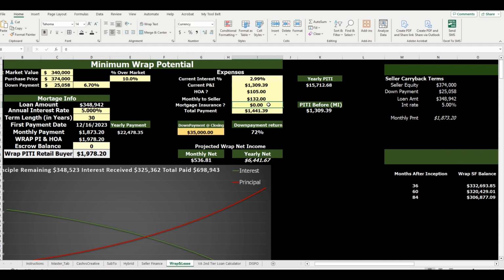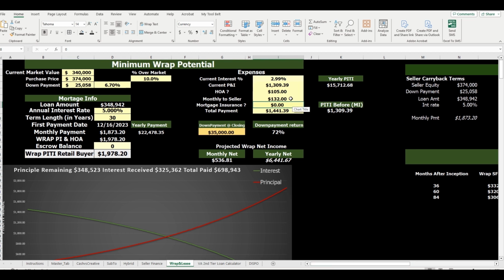There is no mortgage insurance. However, if you're working with an FHA loan, all FHA loans require mortgage insurance, so beware of that. And in most cases, it's non-negotiable and you can't take that out.